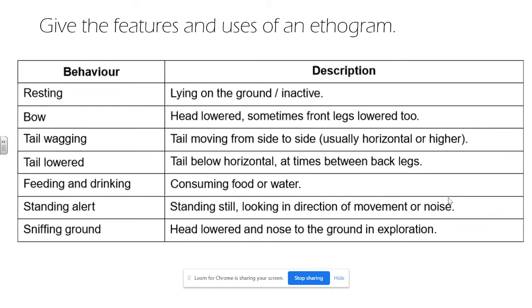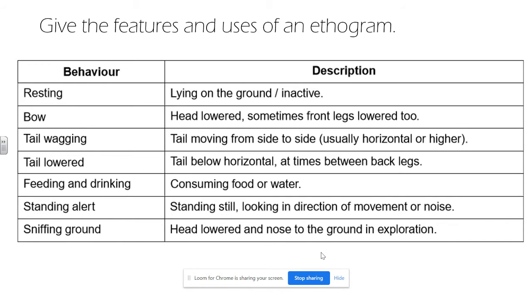Here we see an example of an ethogram for an African wild dog. So we can see when it's resting behaviour, the description we're looking for is lying on the ground inactive, tail lowered, tail below horizontal at times between back legs. This enables different researchers to use the same ethogram and gather data.